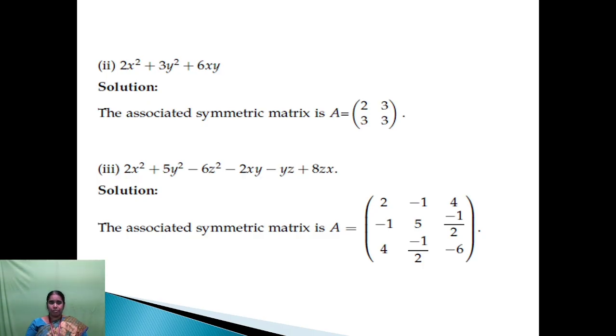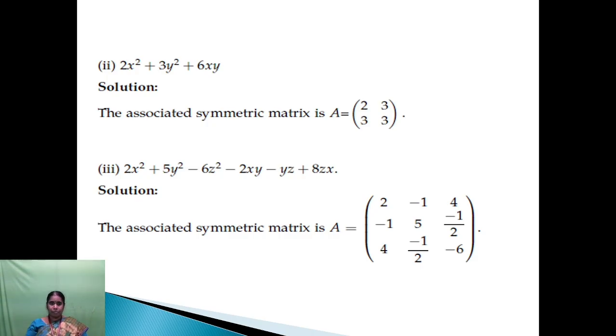Again, one more example. Second one: 2x square plus 3y square plus 6xy. Then the associated symmetric matrix is given as 2, 3 on the diagonal. First, we have to fix the diagonal elements. x square takes the value of a11, y square takes the value of a22, and the xy value divided by 2 goes in the position of a12 and a21. Thus, the matrix takes the value of [2, 3; 3, 3].